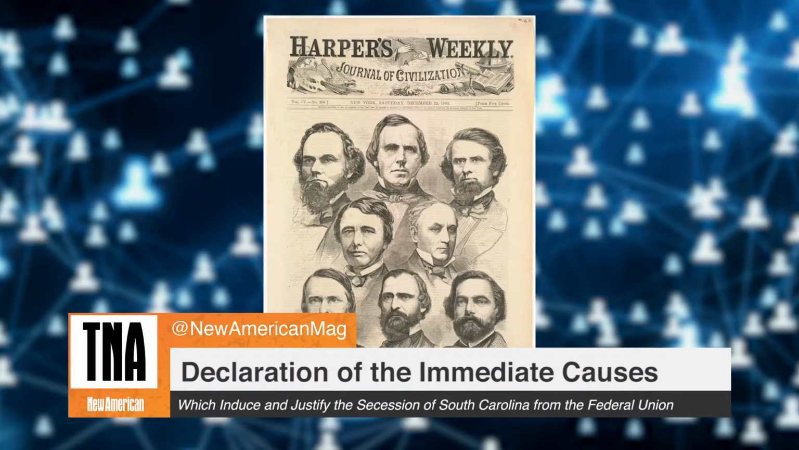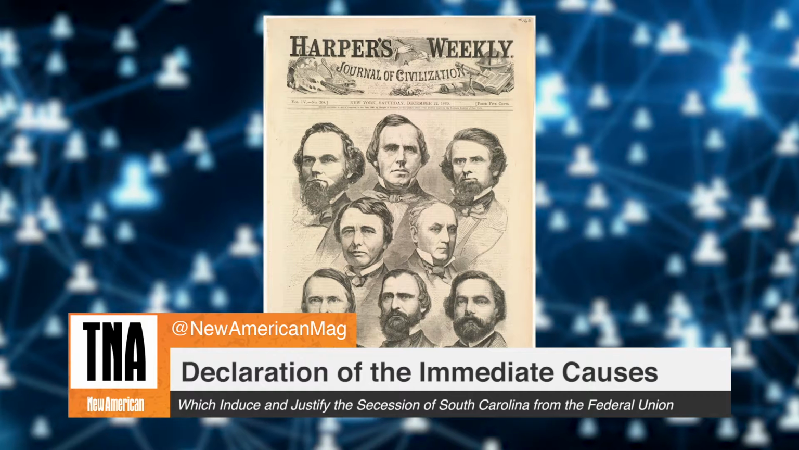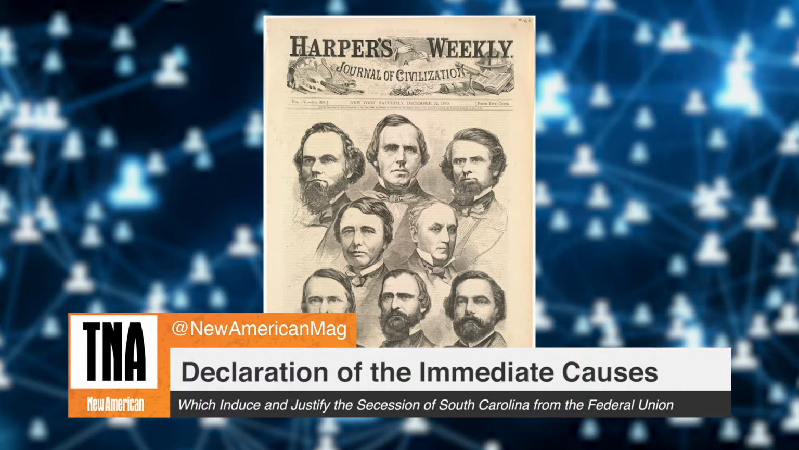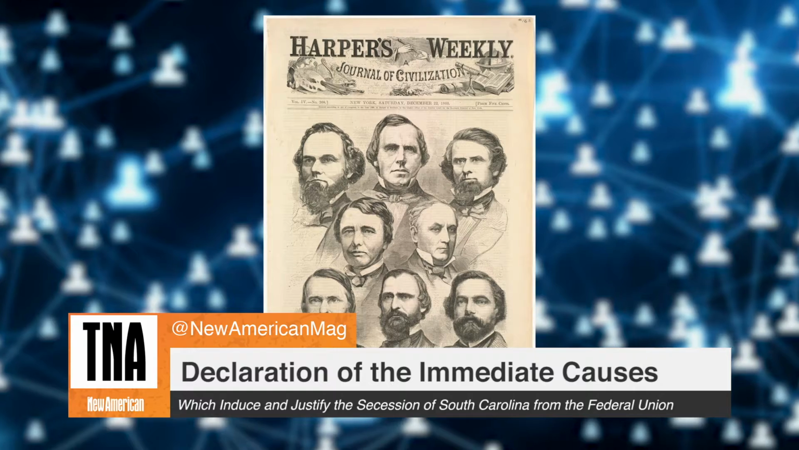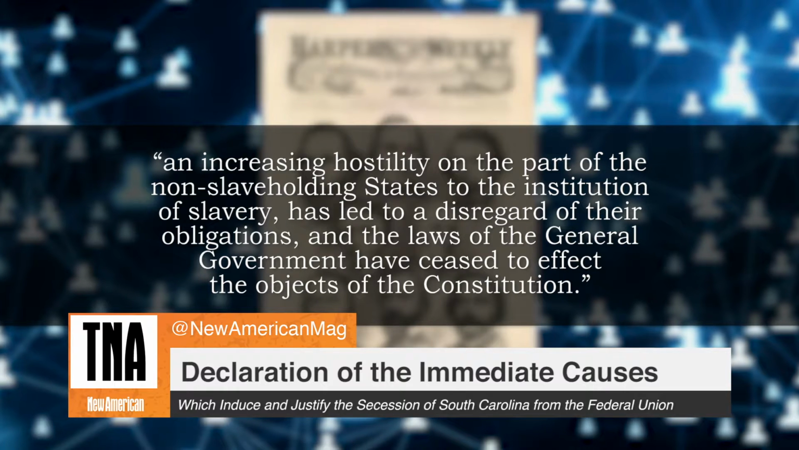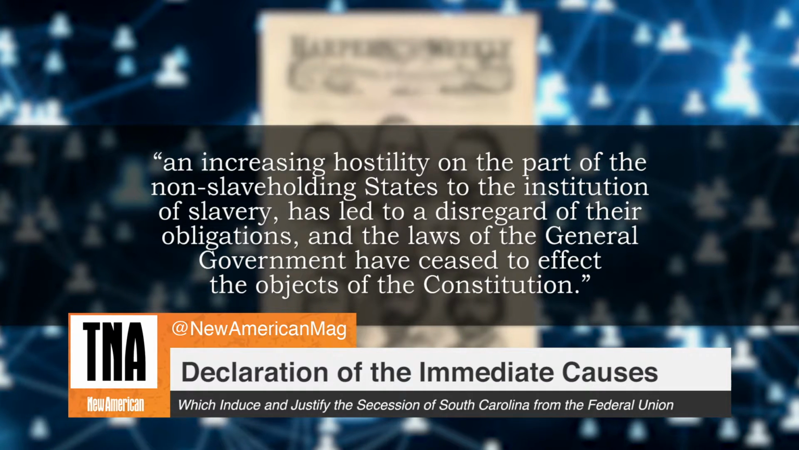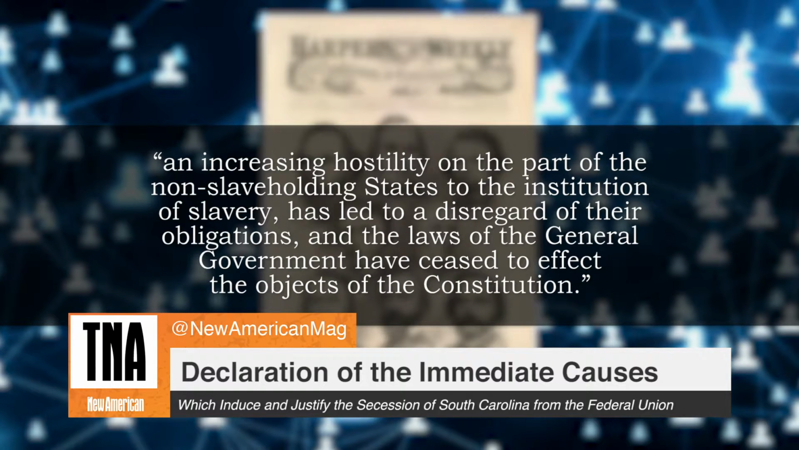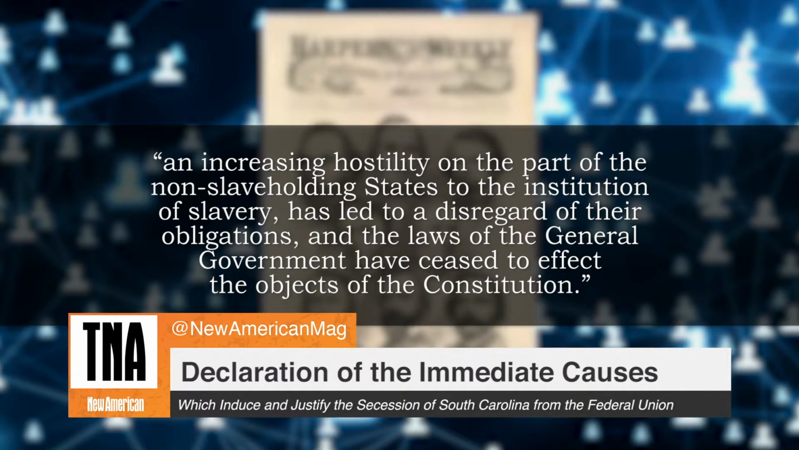Okay, I'll give you an example. In the South Carolina Declaration of Immediate Causes regarding the reasons why they decided to secede from the Union, they blasted the northern states for nullifying federal statutes purporting to require that states participate in catching slaves that had run away without any due process and then sending them back to their owners in the South. And so, in this declaration, South Carolina declared that an increasing hostility on the part of non slaveholding states to the institution of slavery has led to a disregard of their obligations, and the laws of the general government have ceased to affect the objects of the Constitution.